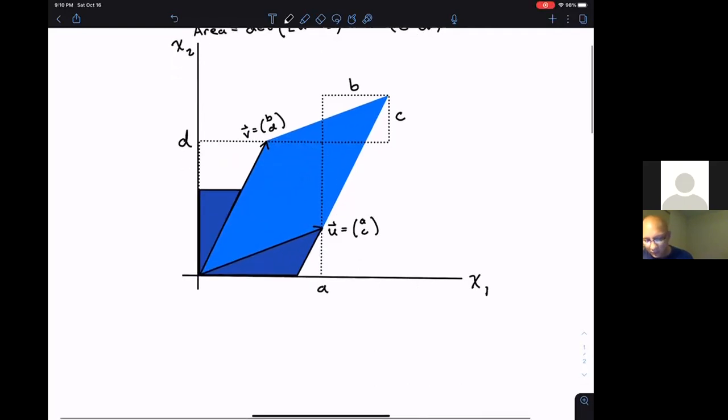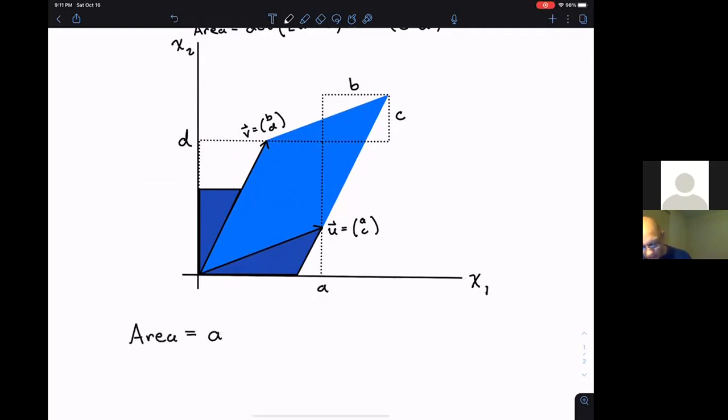So in other words, what we figured out so far is that the area of the parallelogram is almost a times d, because a times d is the area of the rectangle. But of course, you'll see that I've actually missed two regions, and so I haven't really filled up the entire rectangle AD. So I need to subtract some amount. And the question is, how much do I need to subtract?